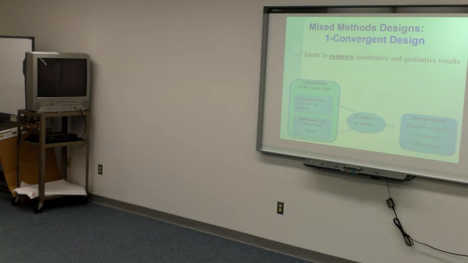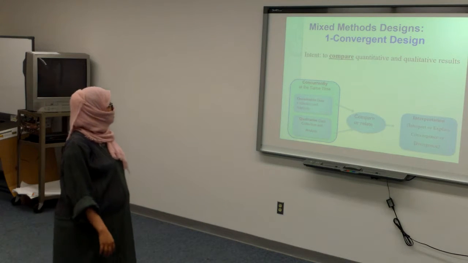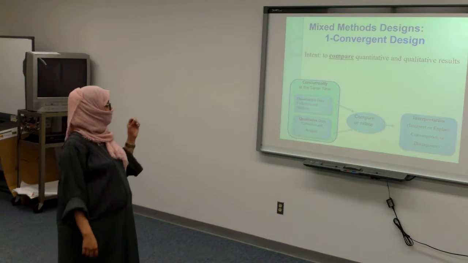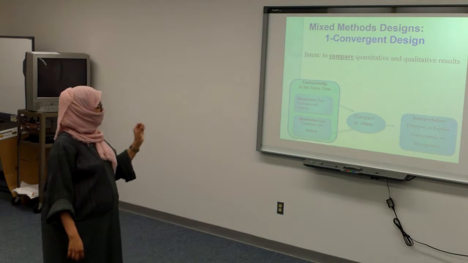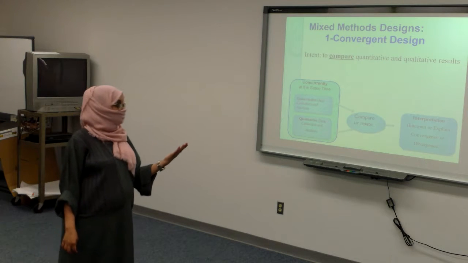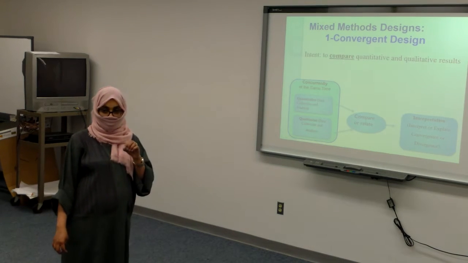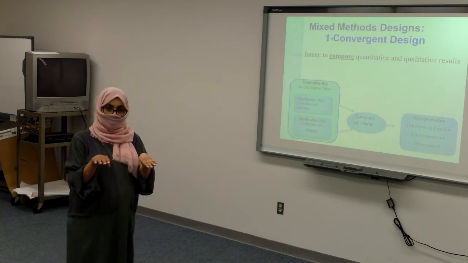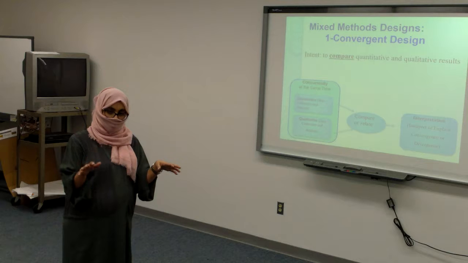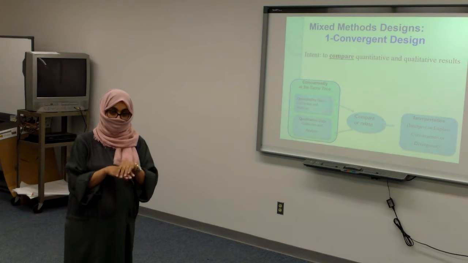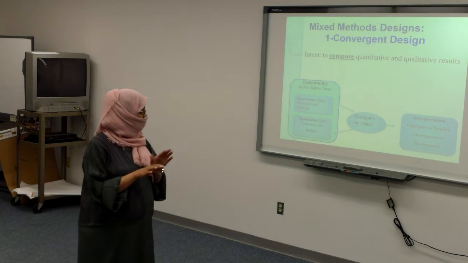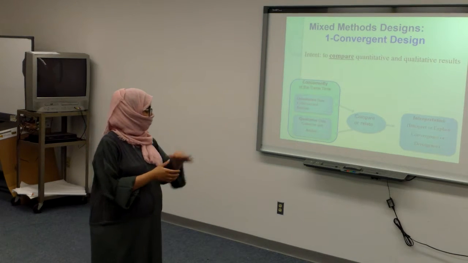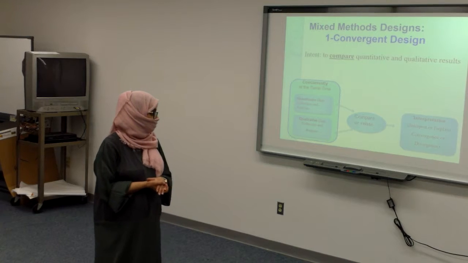So here are the types of mixed method design. The first one, the convergent design. It's to compare quantitative and qualitative results. So they will collect both the quantitative and the qualitative data, analyze them at the same time, compare or relate them to each other, then come up with the result.